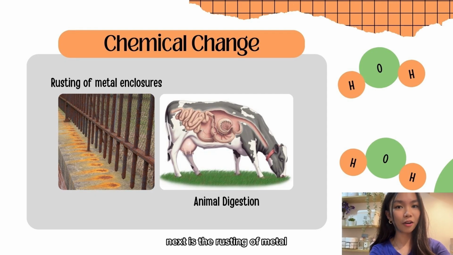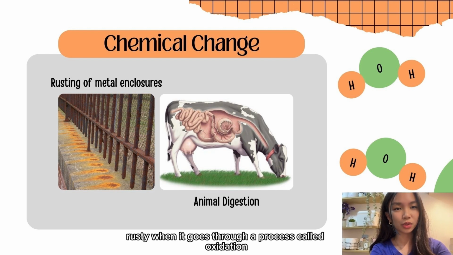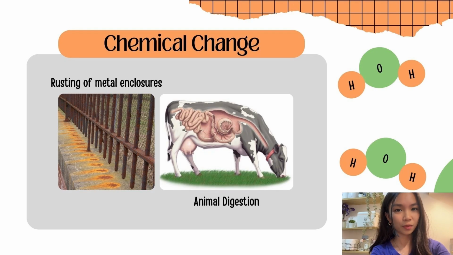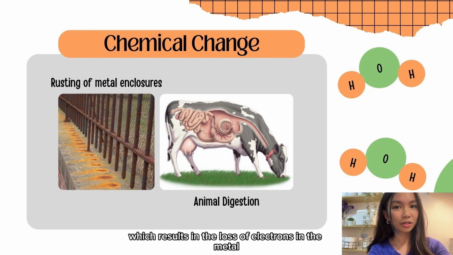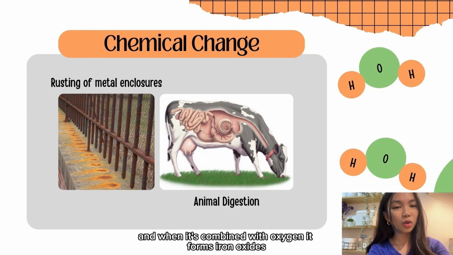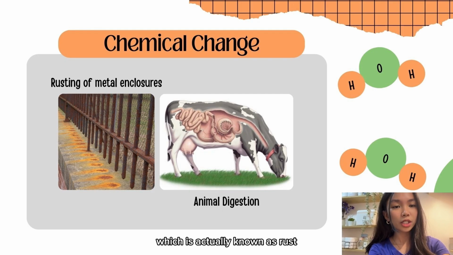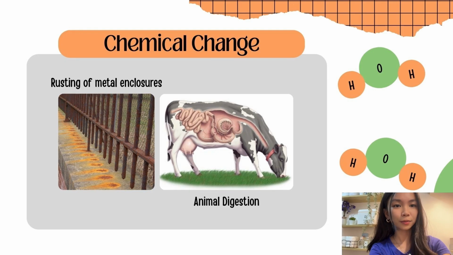Next is the rusting of metal enclosures. Metal gets rusty when it goes through a process called oxidation. Oxidation is the exposure to water, oxygen, and moisture, which results in the loss of electrons in the metal, and when it's combined with oxygen, it forms iron oxides, which is actually known as rust.